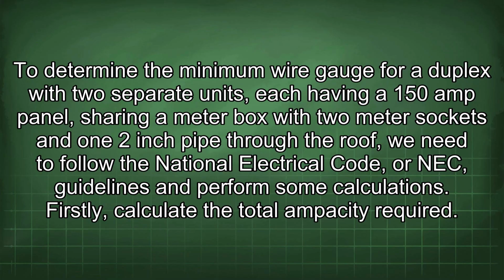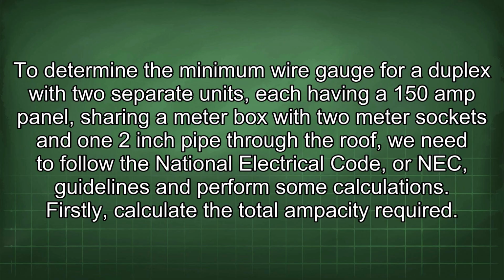To determine the minimum wire gauge for a duplex with two separate units, each having a 150 amp panel sharing a meter box with 2 meter sockets and one 2-inch pipe through the roof, we need to follow the National Electrical Code, or NEC, guidelines and perform some calculations.